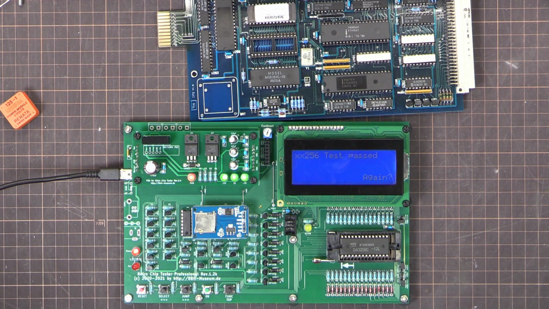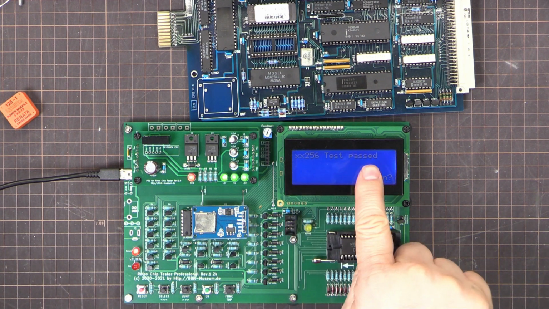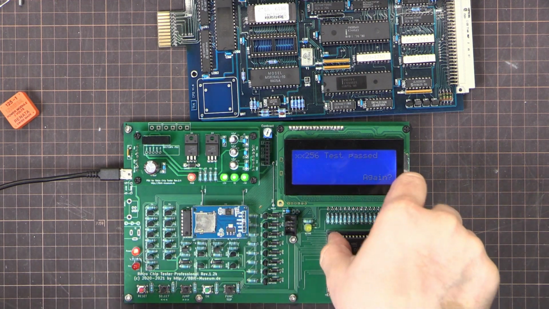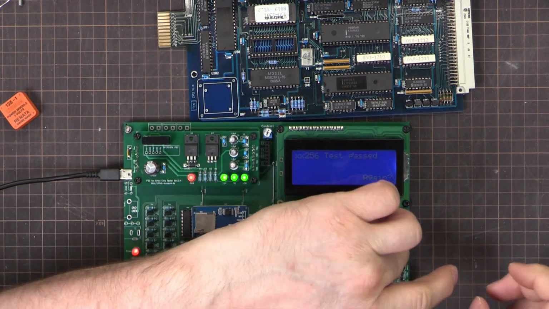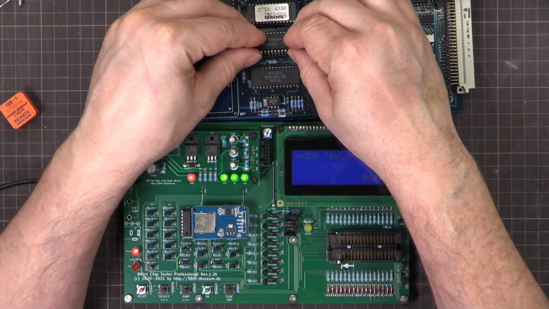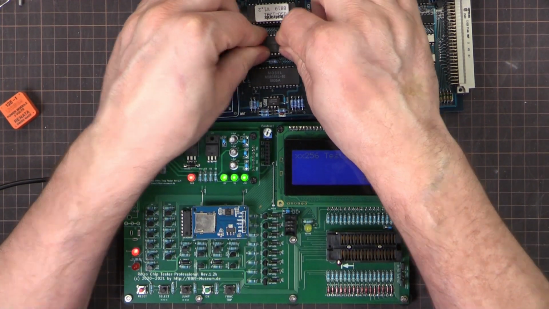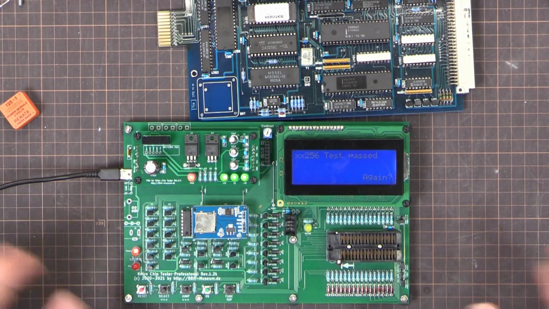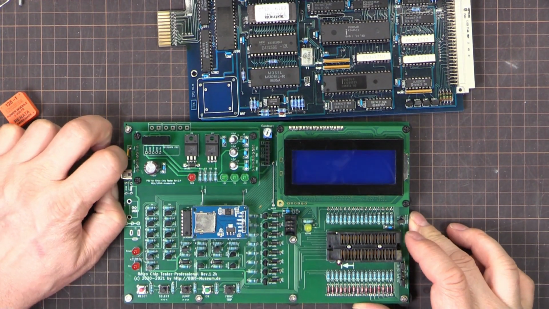And a few minutes later, test passed. Fantastic. That chip is good. So let's put that one back in. Now the other RAM chip, that scratch RAM or whatever it's called, that is soldered into the board. So I'll desolder it. Maybe I'll socket that, just because. So let's get this out the way.